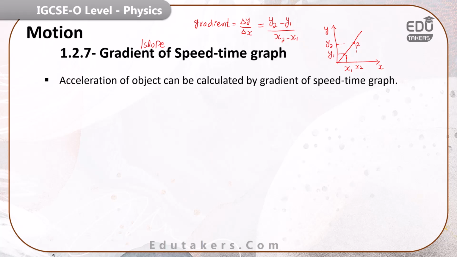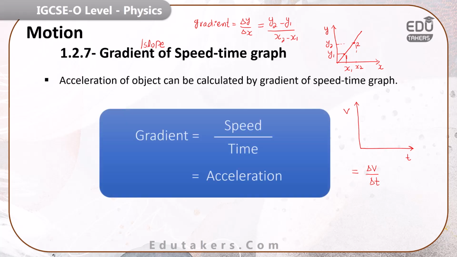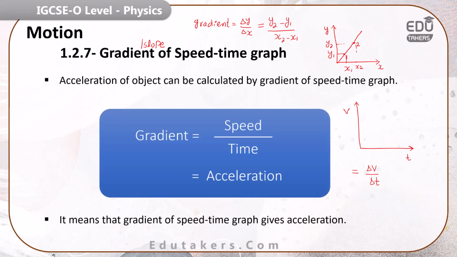In a similar way, you can find out the gradient of the speed time graph. Let's suppose I make the speed time graph here. On the x-axis I take time and on the y-axis is speed. So when you have to find the gradient, just do the same. Gradient is equal to the change in v, which is change in velocity, over change in time, delta t. So change in speed is delta v and change in time is delta t. This is the gradient of the speed time graph.